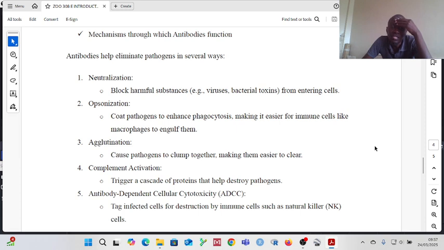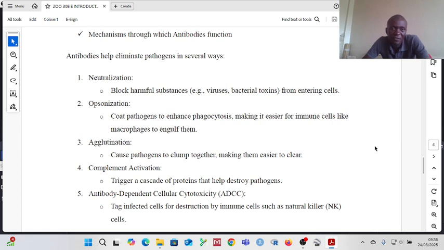Okay. Opsonization, which means coating a pathogen so that it can be identified for destruction. They put a mark on the pathogen so that the immune system can identify that pathogen for easier destruction. The other mechanism is agglutination. Agglutination is clumping together pathogens so that they don't move, and once they are clumped together, it is easier for them to be cleared.